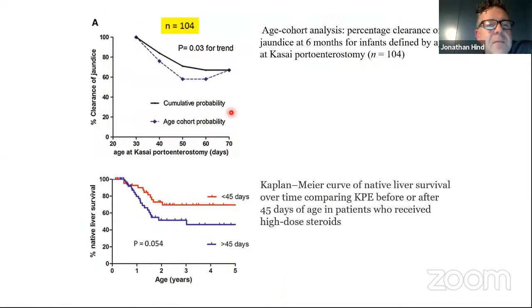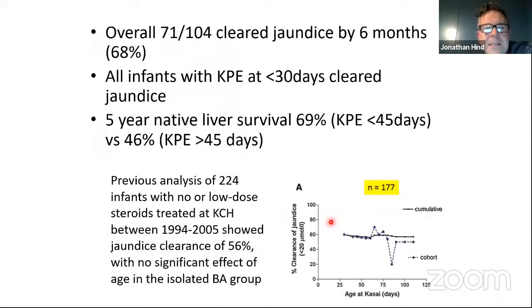This is some of the outcomes. This is clearance of jaundice. So for Kasai at 30 days, 100% of them cleared jaundice. And if the Kasai was at 70 days, it's at about 62%. This is looking at native liver survival. If the Kasai was less than 45 days, it was well above 70%. It was over 45 days, about 50%.